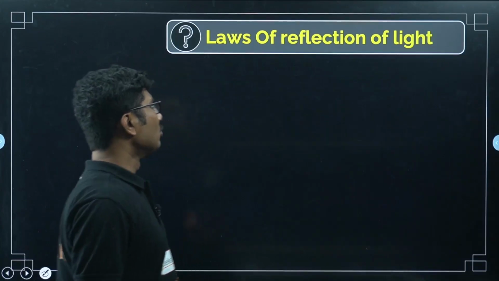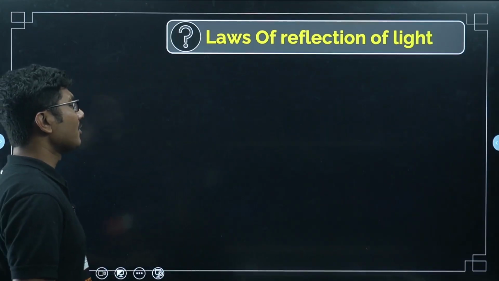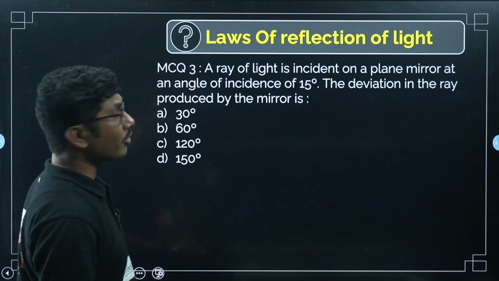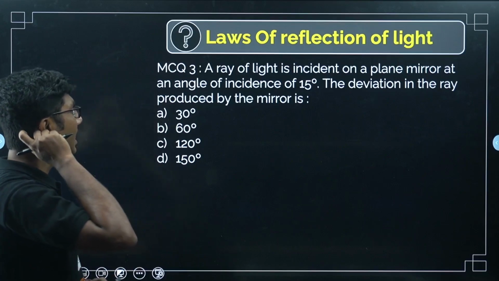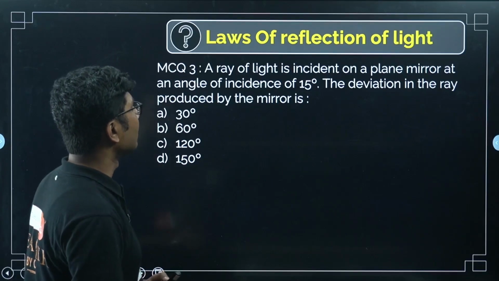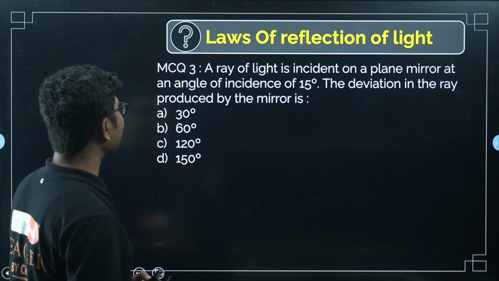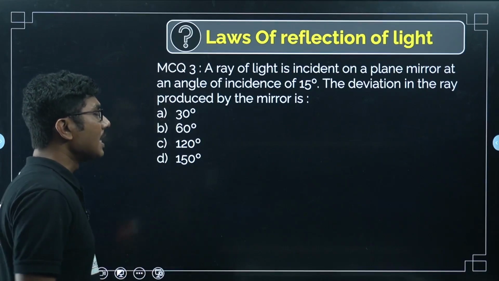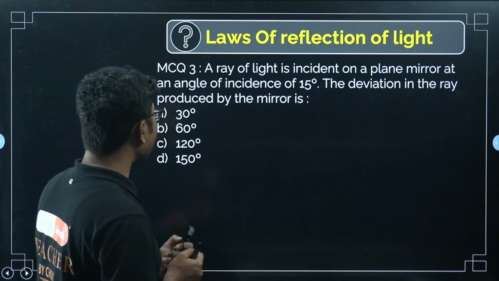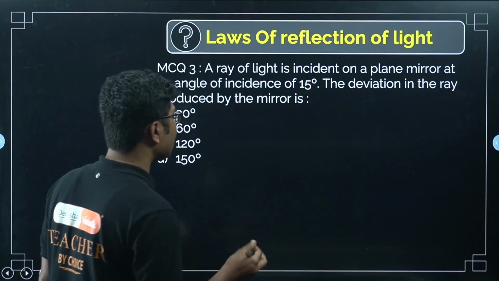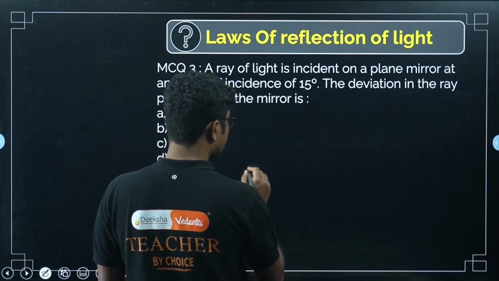Now let's move on. Second law of reflection of light. A ray of light is incident on a plane mirror at an angle. No, this is not the second law, this is the first law only. Another problem based on the first law. A ray of light is incident on a plane mirror at an angle of incidence of 15 degrees. The deviation in the ray produced by the mirror is? So what is the deviation produced by the mirror? Very common question. Let us understand that first.